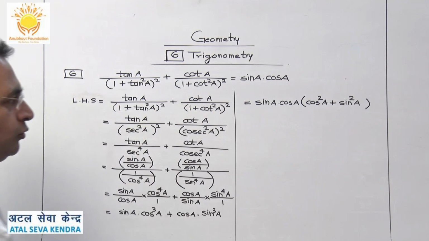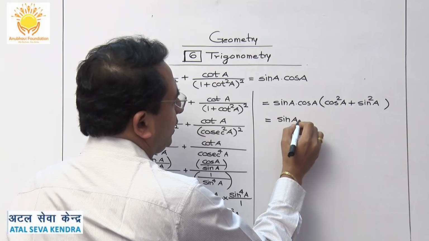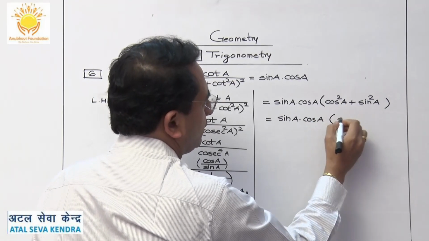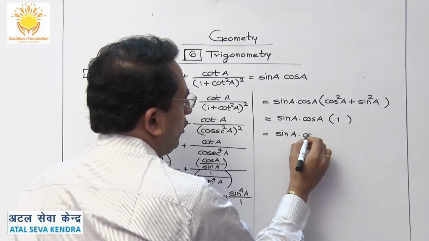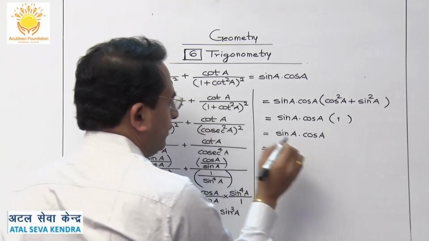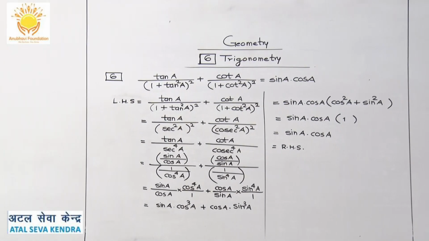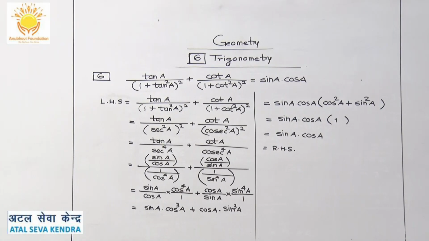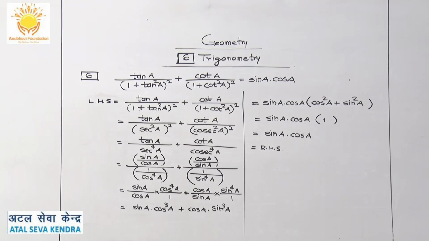Now what happens after that? It's a very easy part now. You know the identity: sine square theta plus cos square theta is equal to 1. So sine A cos A into 1. Therefore, the answer you are going to have is sine A cos A, which is equal to your RHS, what is required. This is the easiest method which I have given you for this particular sum. You can expect this question for 4 marks in the exam. Is it right? Let us go for the next one now.